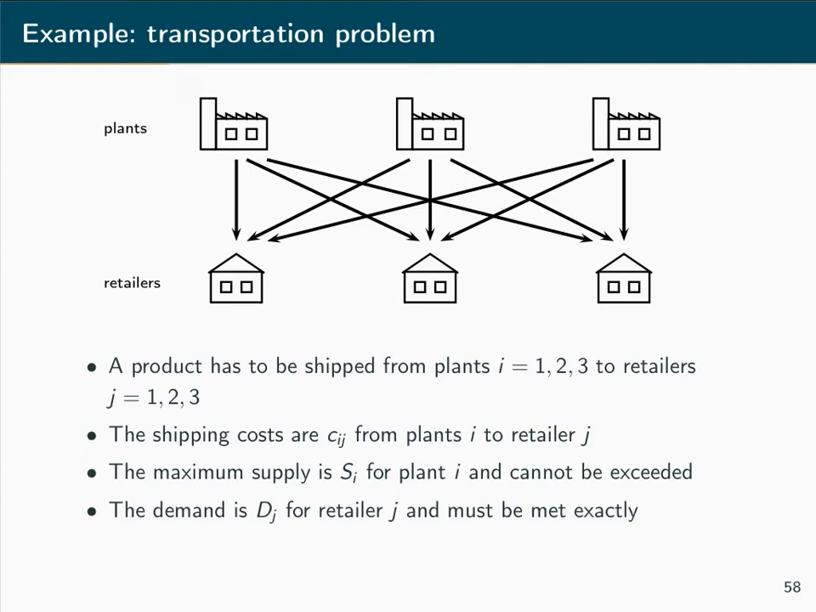The specific shipping cost from plant i to retailer j is called c_ij, and the values of all of these shipping costs for all i from 1 to 3 and all j from 1 to 3 are given. Moreover, the maximum production capacity of each of the plants, which equals the maximum supply s_i for plant i, is known and cannot be exceeded. And similarly, the demand d_j for each retailer j is given and must be met exactly.